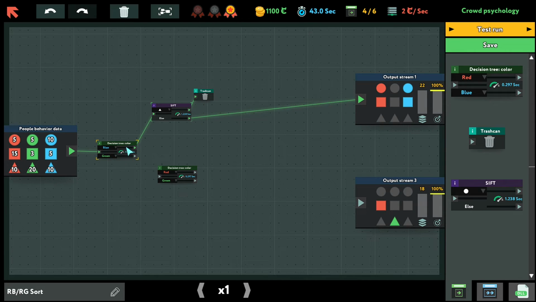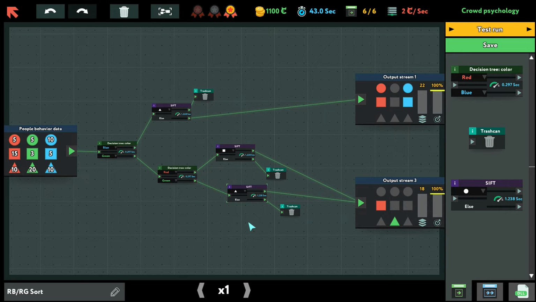Now, red and green will come this way. We're going to split them into red and green. And then we're going to sort for red squares. We're going to sort for green triangles. And we're going to throw the rest away.